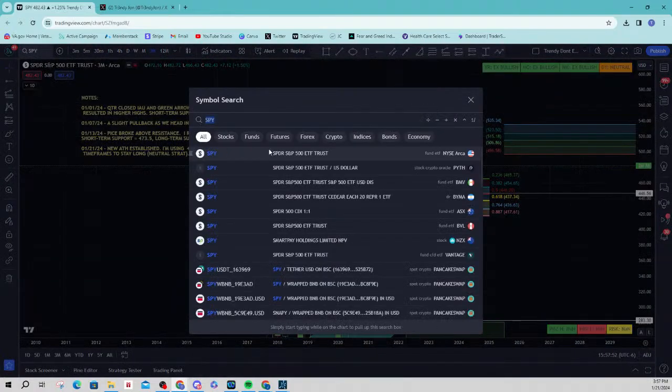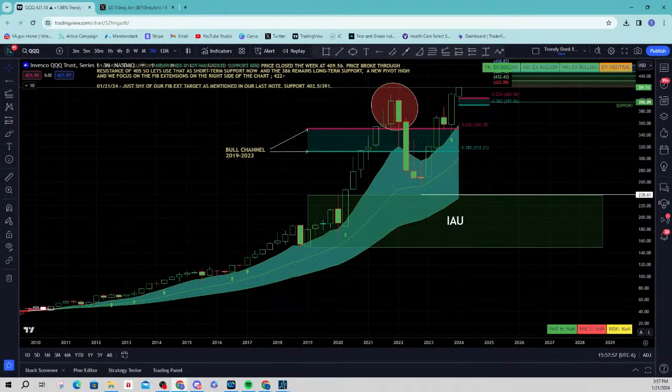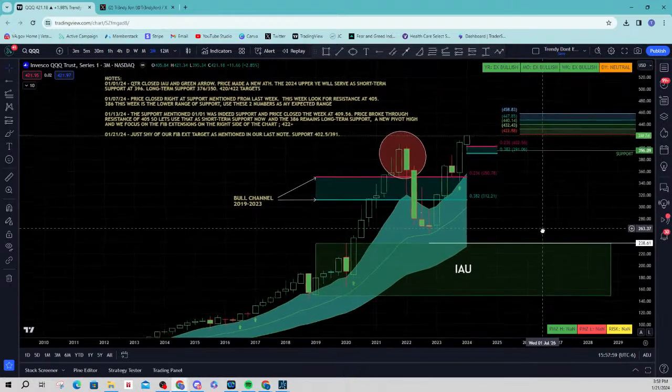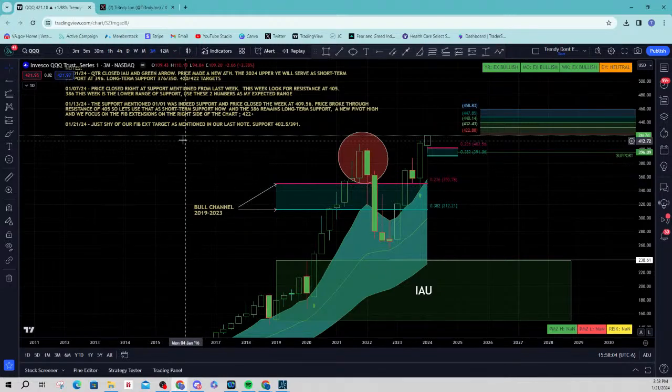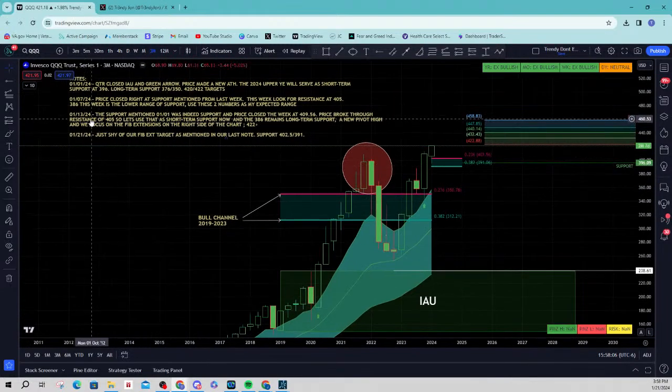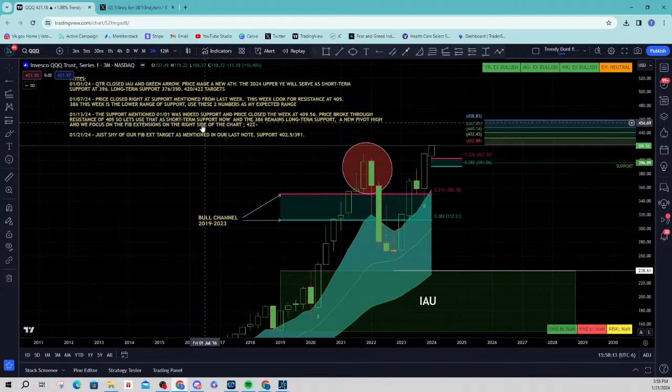Next thing we're going to go over is going to be the QQQ, and this is going to be the bigger picture as well. Okay. And QQQ, what I have to say here is this one's really straightforward for me. If we go back to last time that I did notes right before my cruise, the support mentioned on 0101, which I mentioned up here, was indeed support, right? And we closed out the week at 409. Price broke through the resistance of 405. Let's use that as short term support now, and the 386 remains long term support.